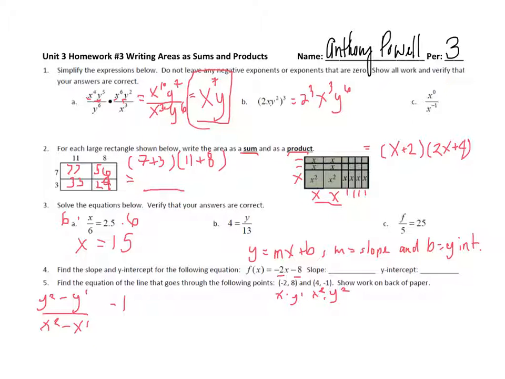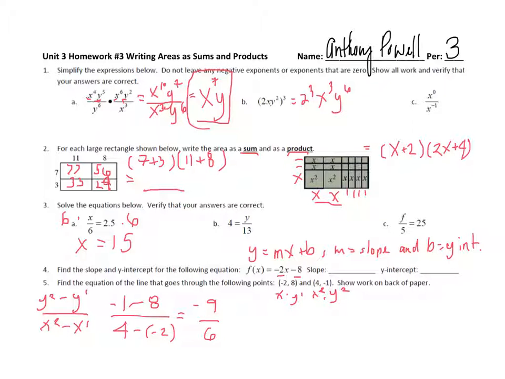minus 8, minus 8 over 4 minus negative 2. I put that in parentheses to set it off to remind me that I have two negatives there because that's important, isn't it? Negative 1 minus 8 is negative 9. 4 minus negative 2 is 4 plus 2, which is 6.